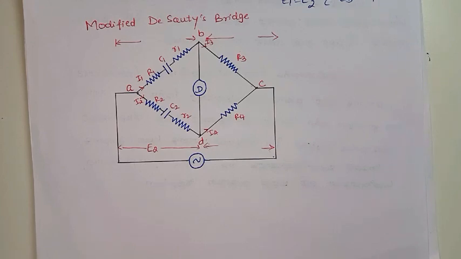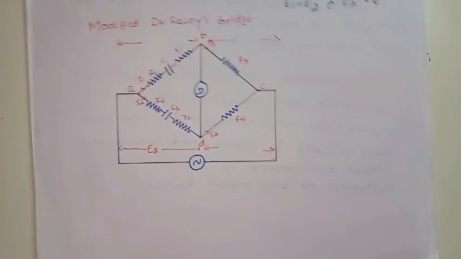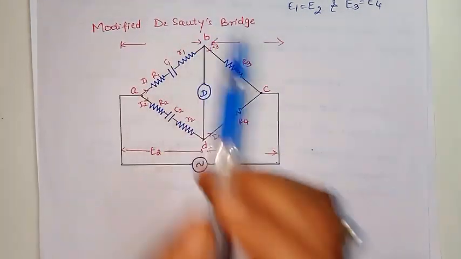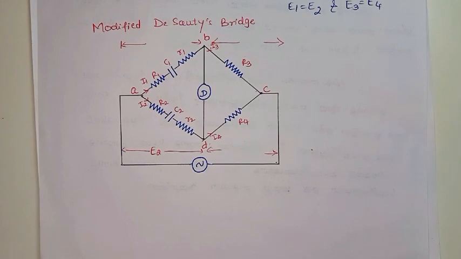In the last class, in the D-Sauty's bridge circuit diagram, we were measuring the capacitance of a perfect capacitor, but the modified D-Sauty's bridge is used for the capacitance of an imperfect capacitor, meaning a capacitor which has dielectric losses. Here also the same diagram is there, but the components are different.